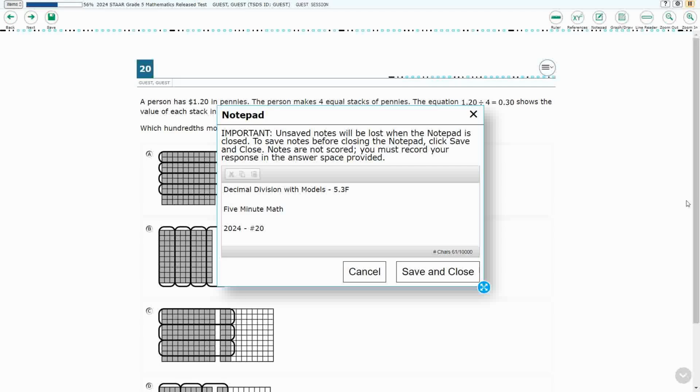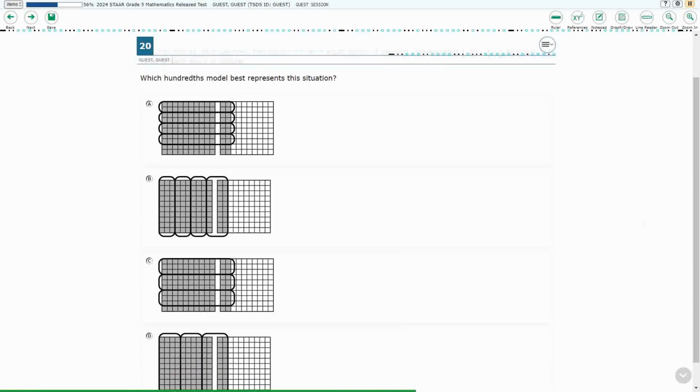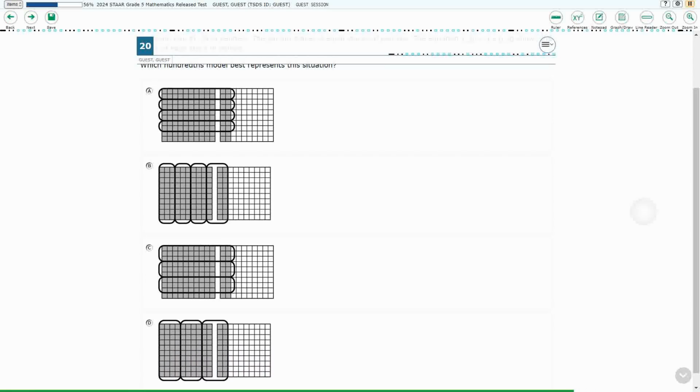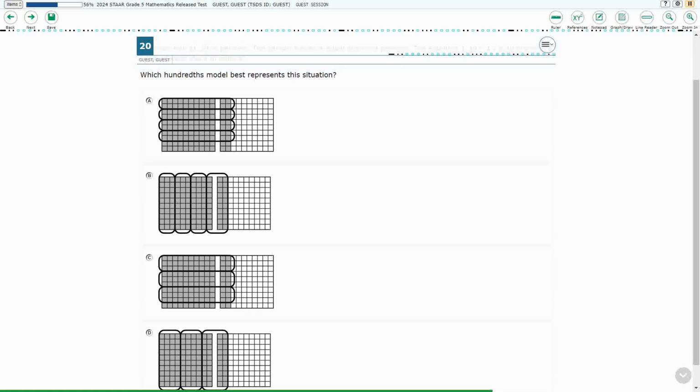Today we are looking at the 5th grade concept of decimal division with models. This is standard 5.3F in the great state of Texas, and we are using item number 20 of the 2024 released STAAR test. If you haven't done so already, please go ahead and take a moment to pause the video, work this problem out on your own, unpause it, and we will look at our answers together.